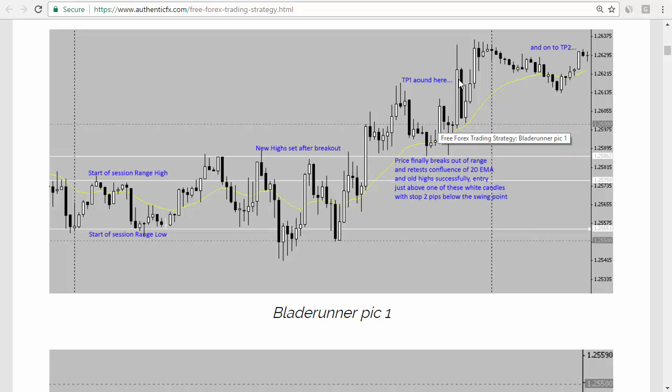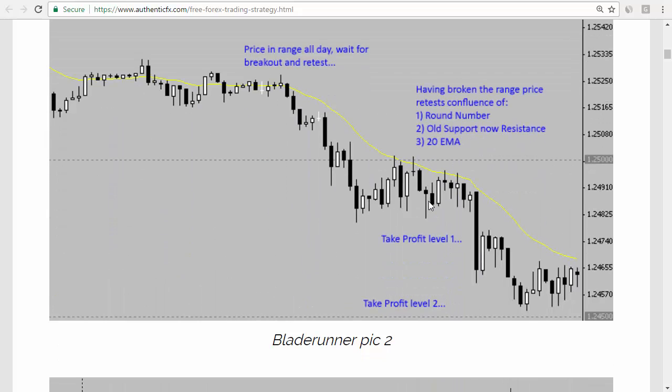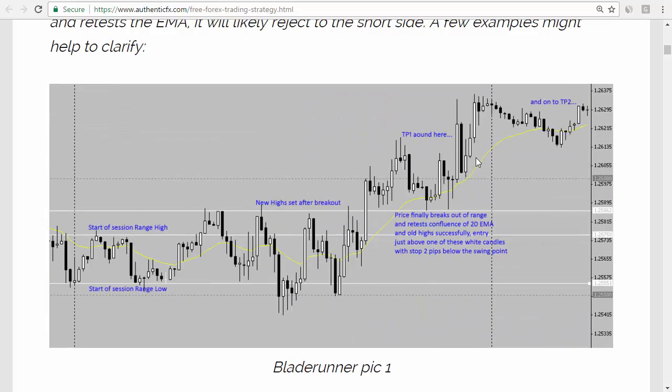Go long, take profit here, and take profit here. I think there are some descriptions as to how you actually use the take profit, but let's have a look if there's any logical reason they've got here.